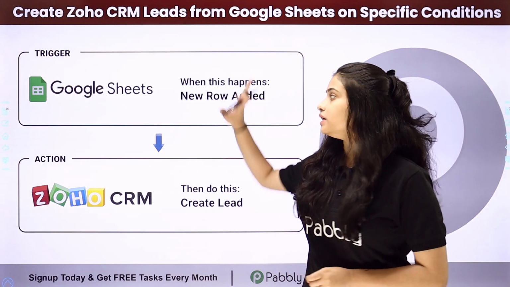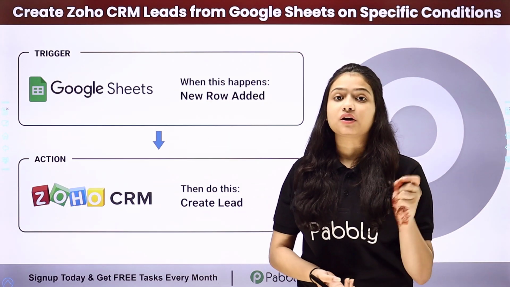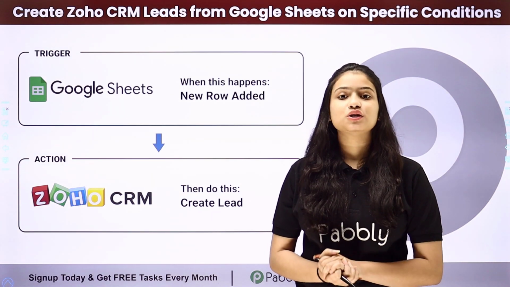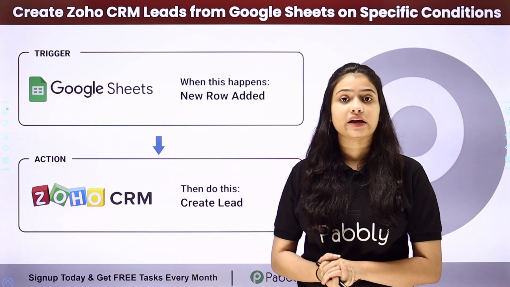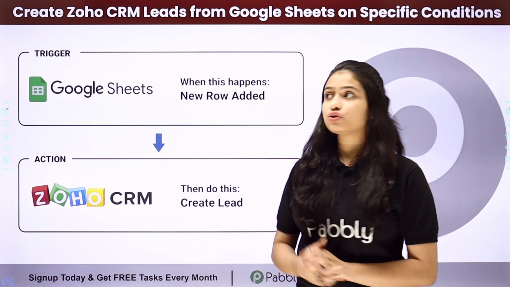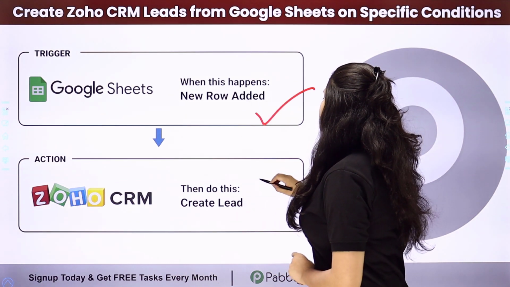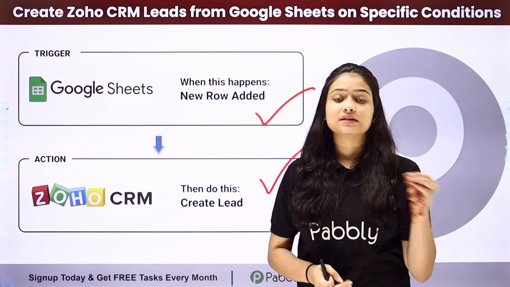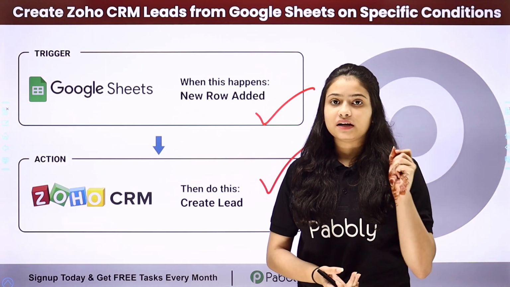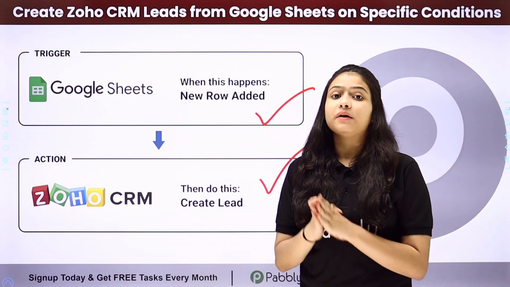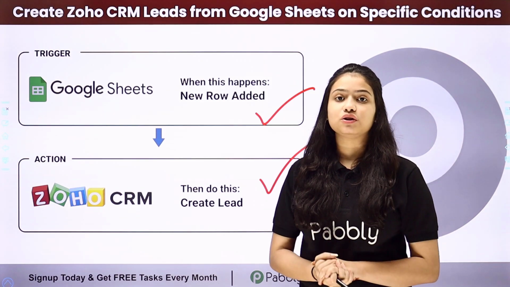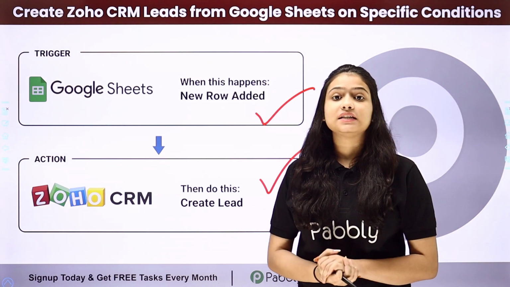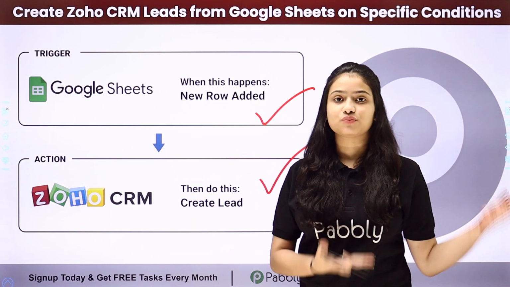For that we will have to integrate both these applications, and because they do not have any kind of native integration between them, we are going to use Pabbly Connect, which is an amazing automation and integration software. We have Google Sheets in our trigger and Zoho CRM in our action. So we will be connecting both of them by using Pabbly Connect in such a way that whenever a new row is added in my Google Sheets, automatically by using the same response, a new lead is going to be created in Zoho CRM based on specific conditions. And to learn this entire process step by step, let me take you all to my screen.